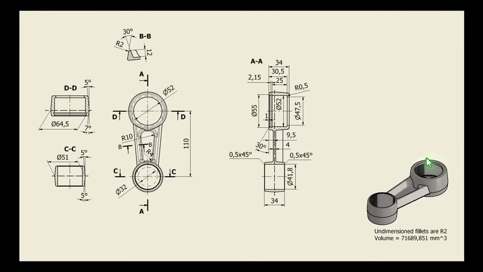The other end, this one is not symmetrical about this vertical axis. It has 34 like this, but 9.5 is this face, and also diameter is 64.5 and tapers are different, 5 and 7.